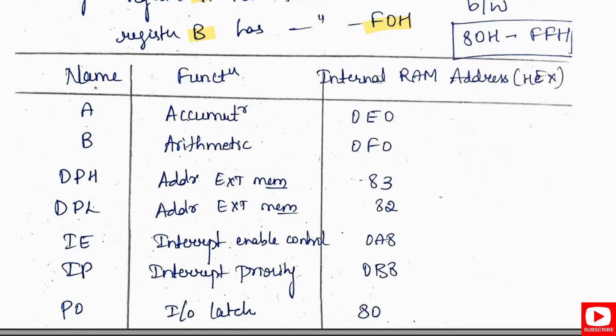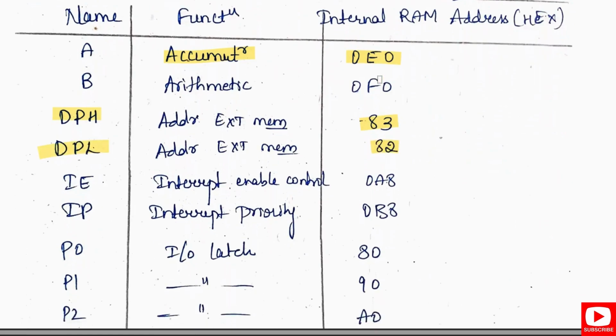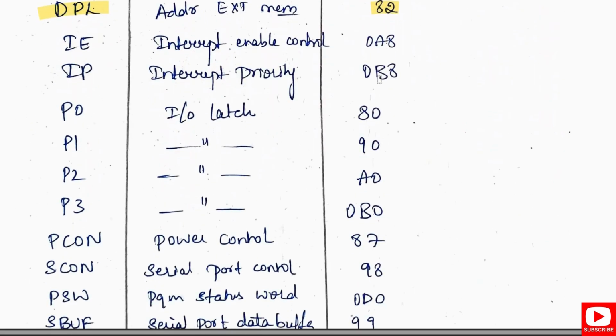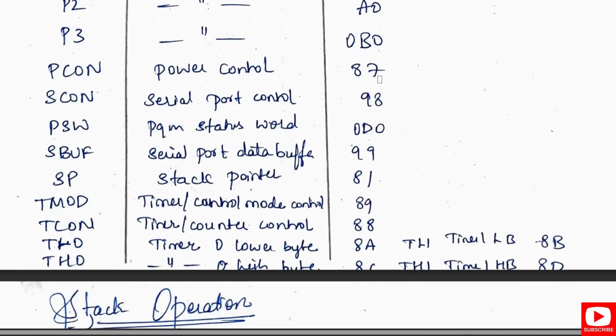Some of the functions that are given: A is for accumulator, E0. Then DPH, you can observe it has address 83, DPL is 82, IE, IP, and P0 to P3, then PCON, SCON. All the addresses are mentioned here, go through them.